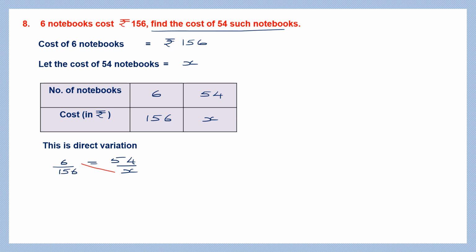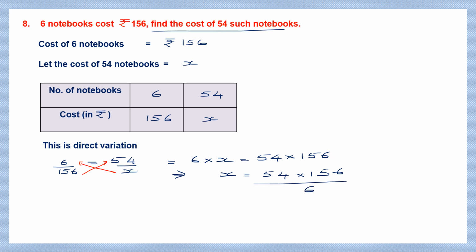Now we cross multiply. So what do we get here? We get 6 into X is equal to 54 into 156. Now we can find the value of X. X is equal to 54 into 156 divided by 6. Now we can cancel: 6 ones are 6 and 6 nines are 54. Now let's multiply these two. When we multiply, we get 1404. So we have found the value of X and X is 1404.